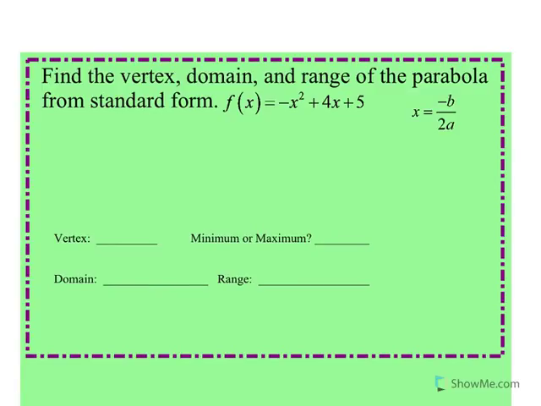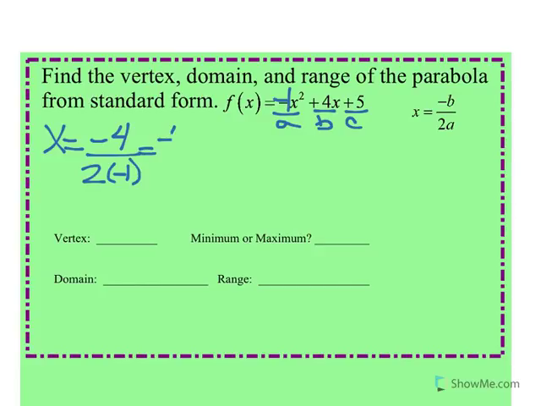Take a moment and look at this one. Identify your key things. a is actually negative 1 this time. b is positive 4. And c is positive 5. If we want to find the vertex, we're going to go with x is equal to negative b, which is 4, over 2 times a, which is negative 1. So negative 4 over negative 2 is a positive 2. So the vertex occurs when x is 2.